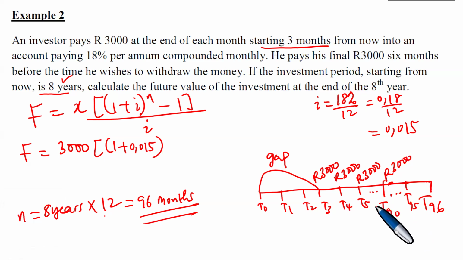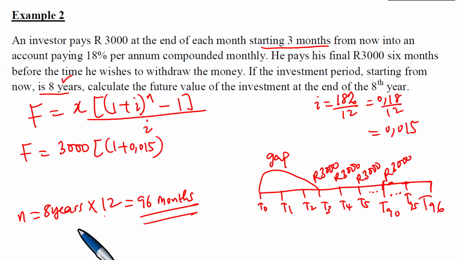But now this T90 is exactly 6 months. He pays his final 3,000 6 months before the time he wishes to withdraw the money. So he pays up to there. You have exactly that period there. Okay, so everything is good. If the investment period starting now is 8 years, calculate the future value of the investment at the end of the 8th year.